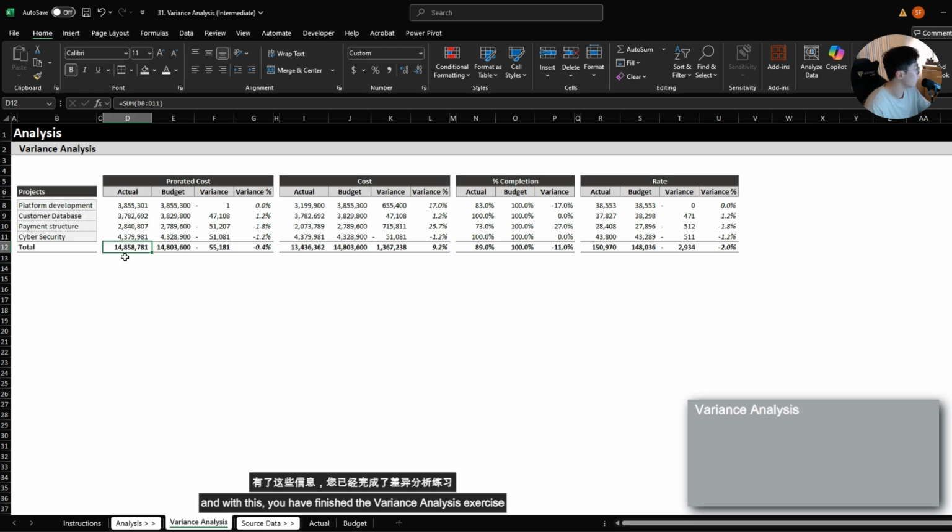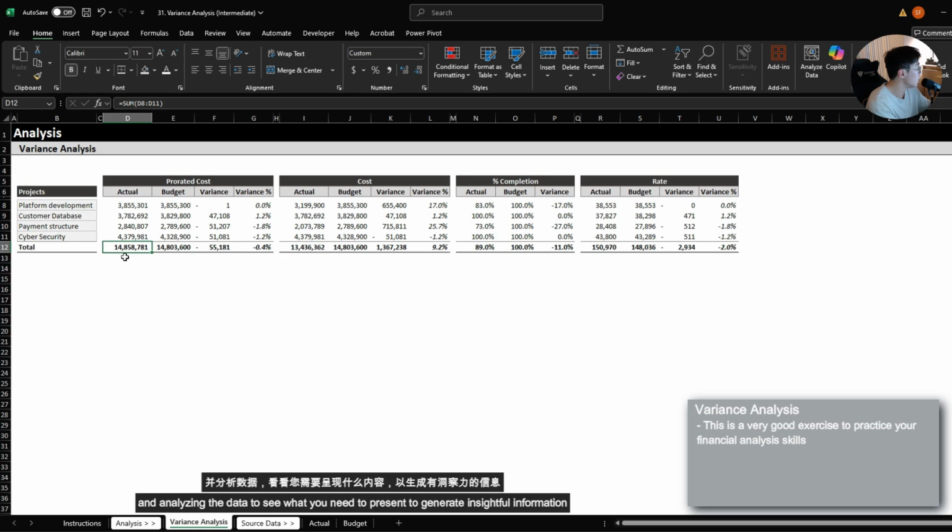And with this, you have finished the variance analysis exercise. I highly recommend for you to try this as well. This gives you very good experience with setting up a variance analysis and analyzing the data to see what you need to present to generate insightful information.